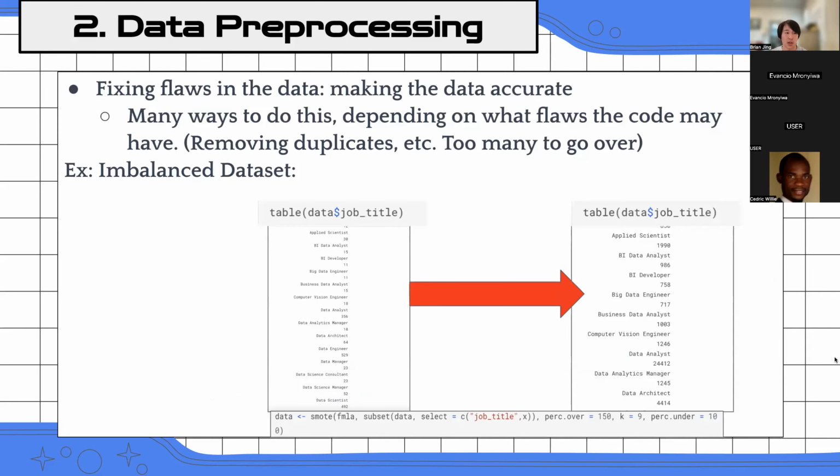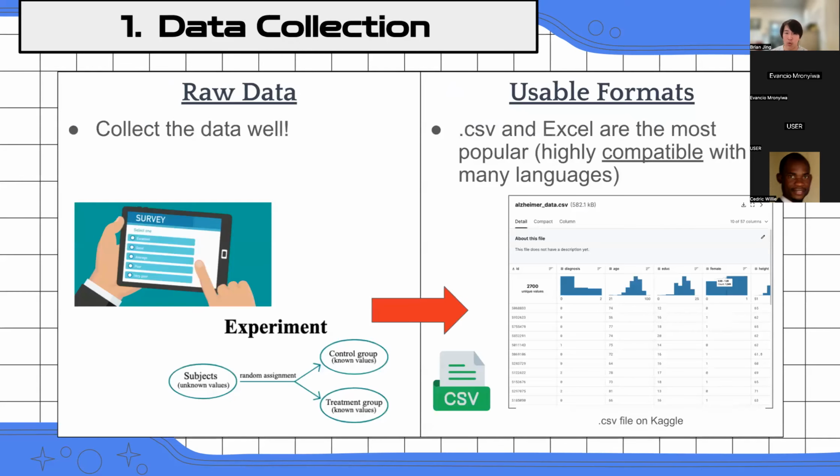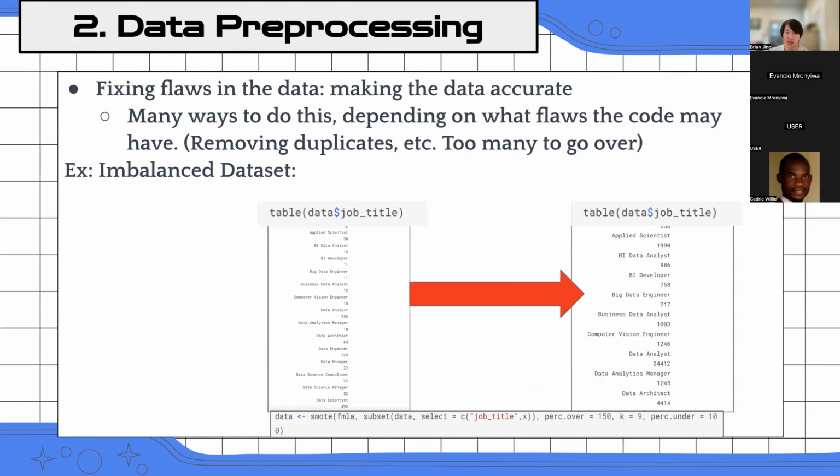Now, the second step in working with data is data pre-processing. It's basically fixing the flaws in the data, making the data accurate. So if we go back, we can see that we made the data usable, but that doesn't necessarily mean the data is good. And to make our data good, there are many ways to do this, depending on what flaws the spreadsheet may have. For example, removing duplicates or a bunch of other stuff, but there would be too many to go over, as for every single one of your data science projects, you may need to meet a different requirement.